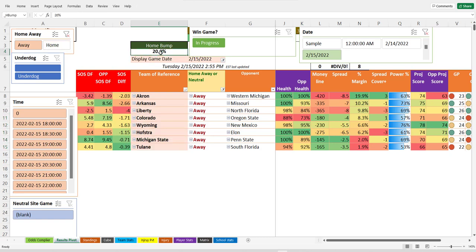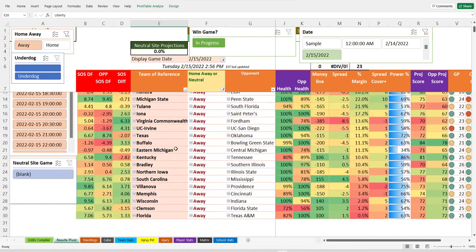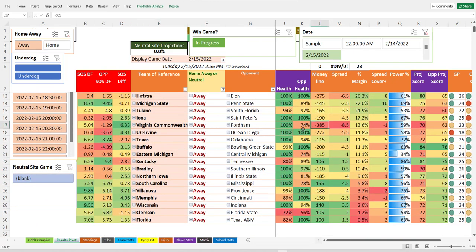And then if you go down to the rest of the games, here's a bad health matchup for Fordham. Here's another bad health matchup for Central Michigan. So that's an okay line for Eastern Michigan. The margin's only 11%, so it clears a 10% bump, but not a 20% home bump. But this, I think, puts it over the top because Central Michigan is so hurt, at a quarter of their team.